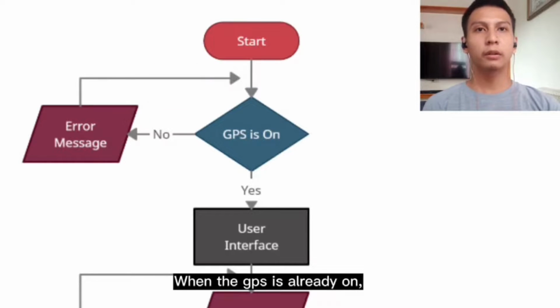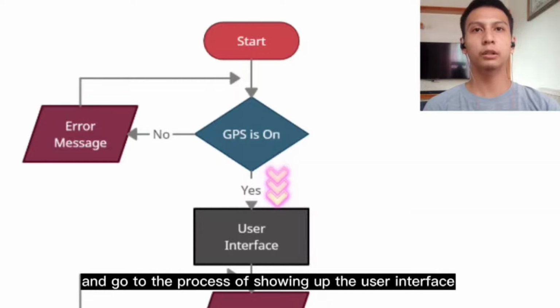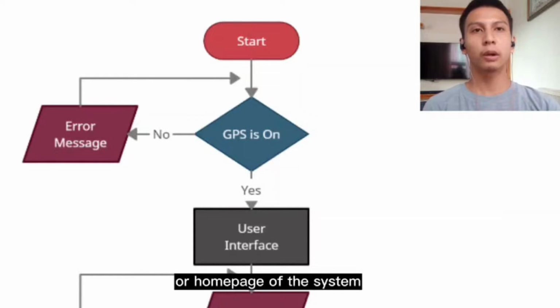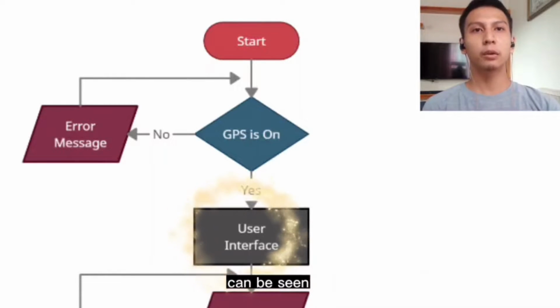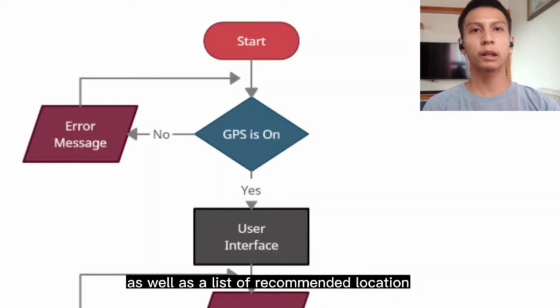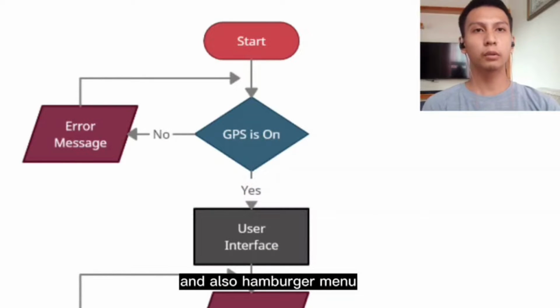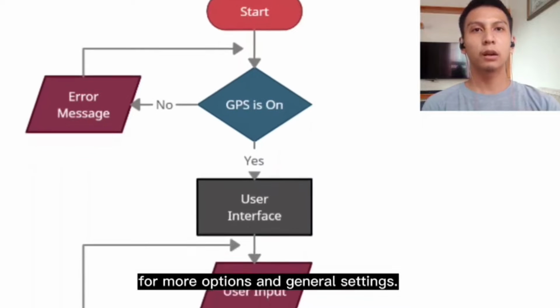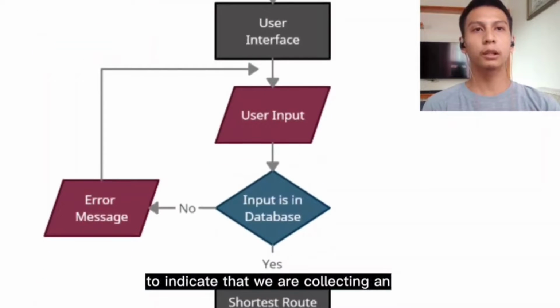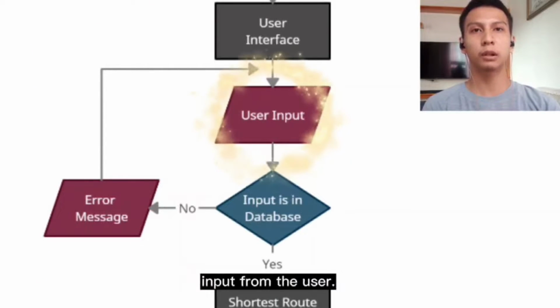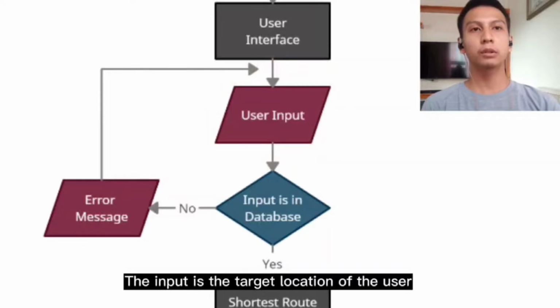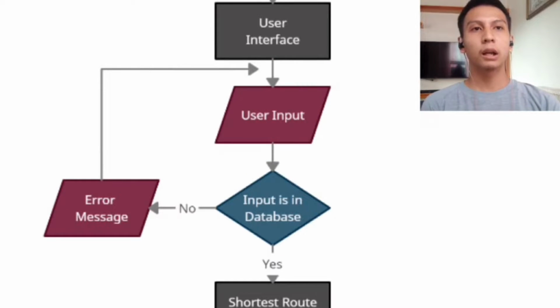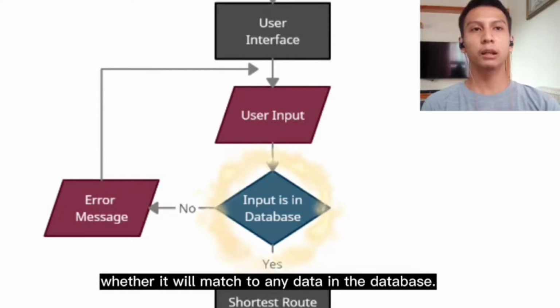When the GPS is already on, the algorithm will continue and go to the process of showing the user interface or homepage of the system, where the question "where do we want to go" can be seen, together with the search bar, as well as a list of recommended locations and also a hamburger menu for more options and general settings. Consecutively, we use a data symbol to indicate that we are collecting an input from the user. The input is the target location of the user, which can be coming from either the search bar or clickable recommended locations. Now that we have a hold of the input, it will then be evaluated whether it matches any data in the database.